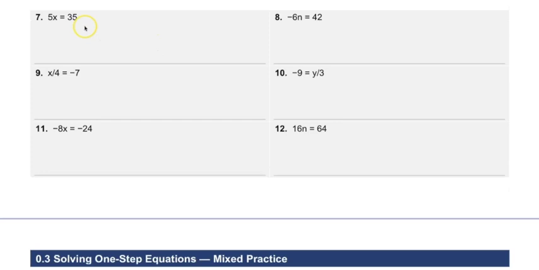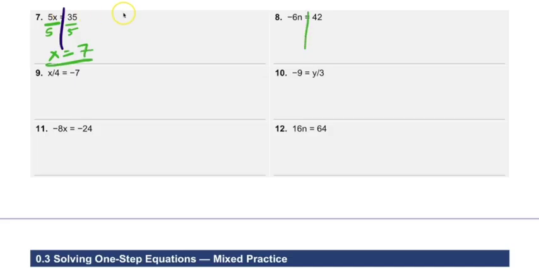Over here, 5x equals 35. In this case, we're multiplying. The opposite of multiplying is dividing. So still a line here. Let's get rid of that 5. We're going to divide both sides by 5. x equals 35 divided by 5, which is 7.